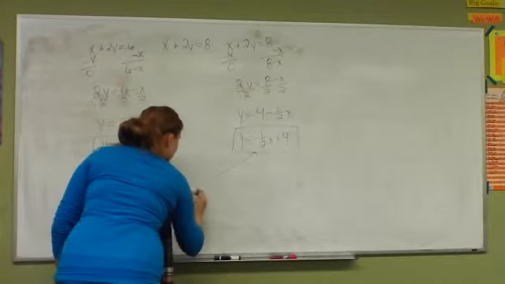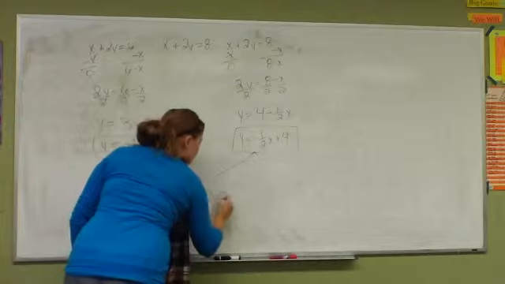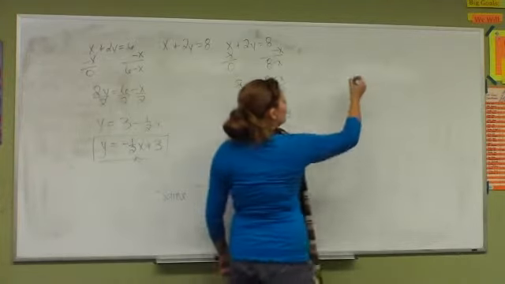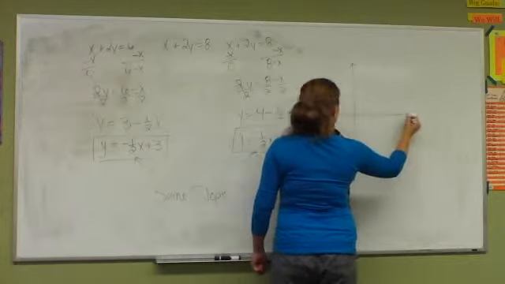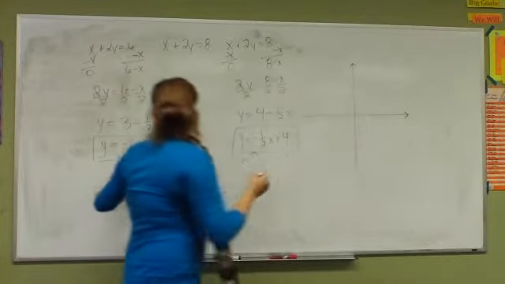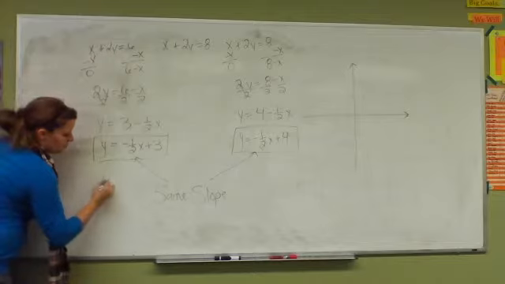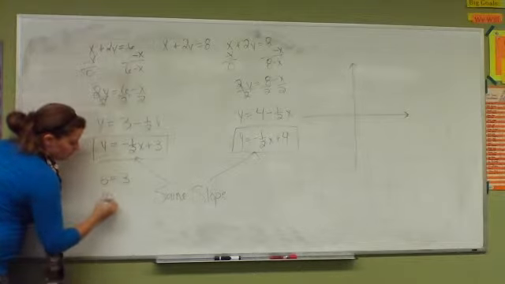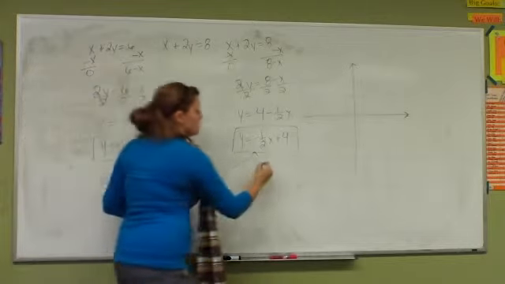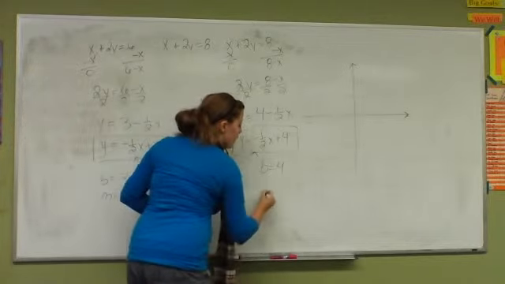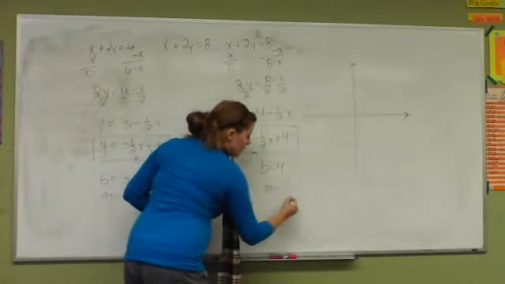What happens when they have the same slope? They're parallel. Yes, ma'am. Alright, so this one, b equals 3, m equals negative 1 over 2. This one, b equals 4, m equals negative 1 over 2.